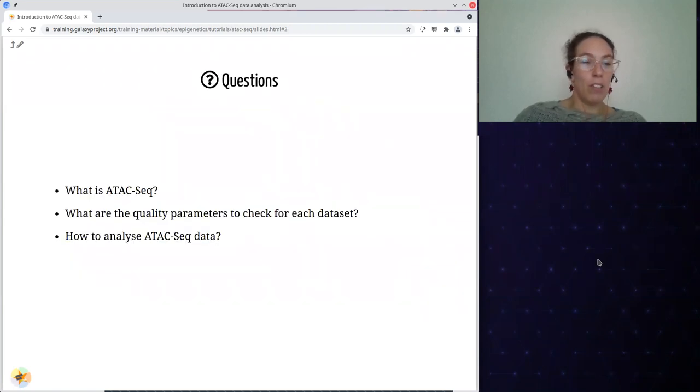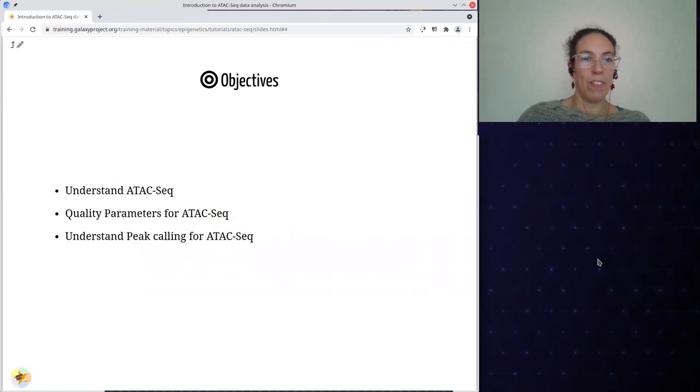Today, I'm going to answer these questions. What is ATAC-Seq? What are the quality parameters that you need to check for each dataset that you have, and also how to analyze your ATAC-Seq data? So the goal is to understand ATAC-Seq, understand the quality parameters, but also the peak calling, which is quite specific to this technique.